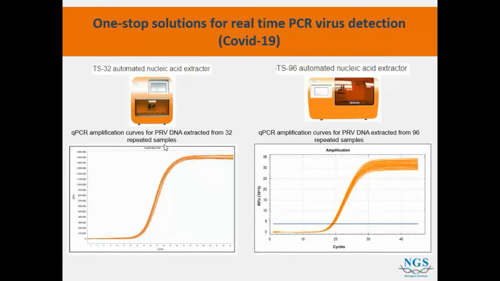So here you can see that for TS32, this is a qPCR amplification curve using this PRV. It's a pseudovirus DNA extracted from 32 repeat samples. So here you can see the consistency of the result. Well, for TS96, this is also another qPCR result using 96 repeated samples.